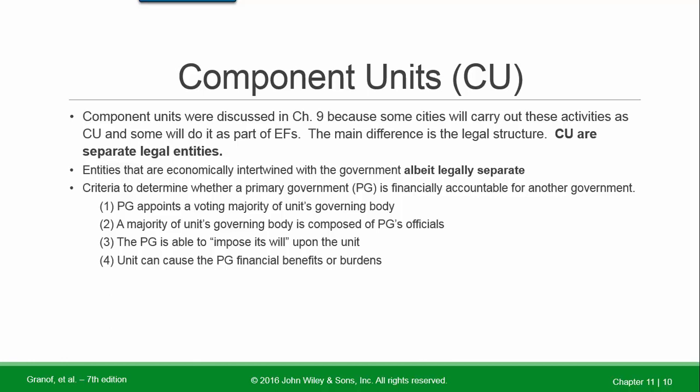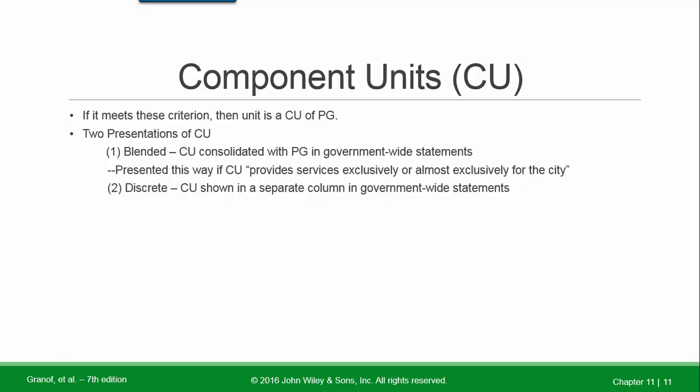Criteria to determine whether a primary government is financially accountable for another government: the primary government appoints a voting majority of the unit's governing body, meaning a majority of the unit's governing body is composed of primary government officials. The primary government is able to impose its will upon the unit, and the unit can cause the primary government financial benefits or burdens. So this is just sort of a wrap-up of how we get to determining a component unit. If it meets these criteria, then the unit is a component unit of the primary government.